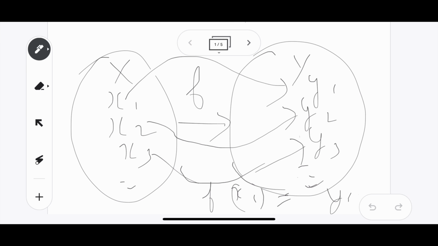Hello guys, in this video we are going to do a quick recap on what functions are in order to understand what probability density functions are, which I am going to cover in my next video. So in this video I am going to explain what is a function and what is a relation.